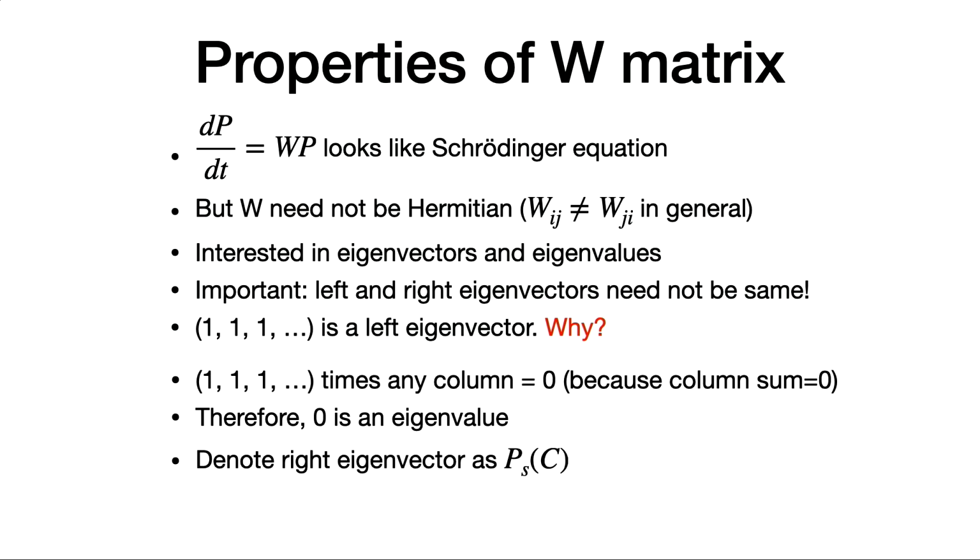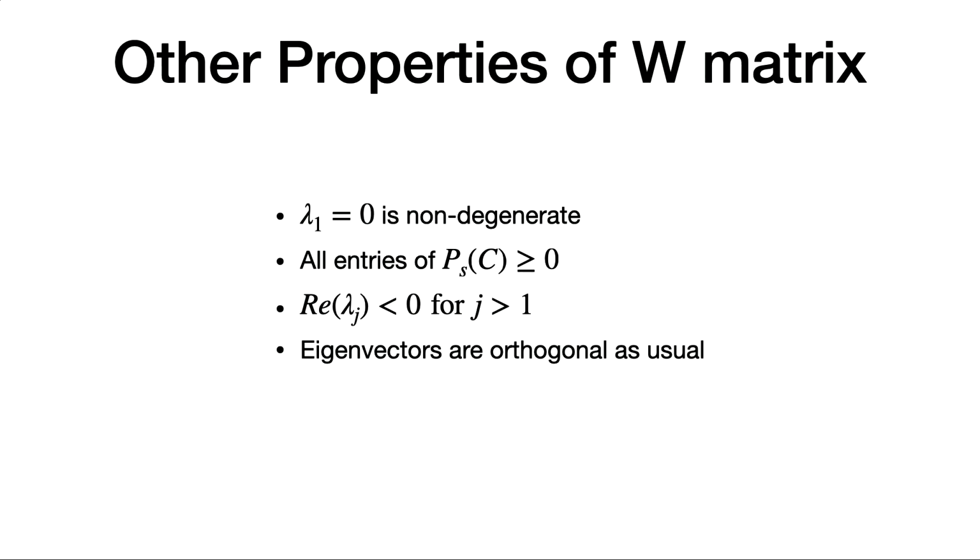Okay. So 1, 1, 1 times any column is 0 because column sum is 0. Therefore, 0 is an eigenvalue and we will denote its right eigenvector as PS of C. We do not know the right eigenvector. Right eigenvector could be anything, PS of C. Now, some statements I will make. We cannot show these statements. The first statement is that lambda 1 equal to 0 is non-degenerate. All entries of the right eigenvector are positive.